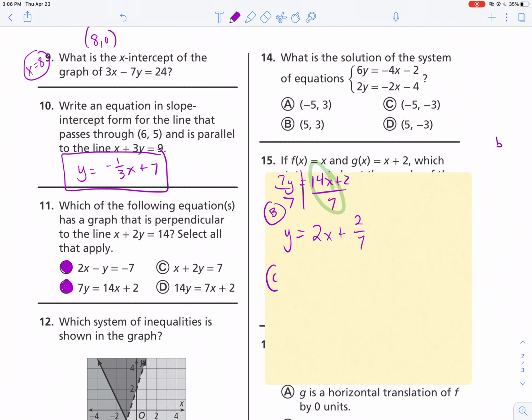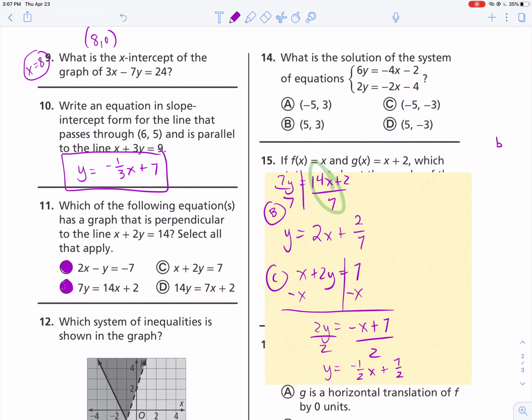For C, we have x plus 2y equals 7. Now some of you might be able to see it right away, but if I minus x, I get 2y equals negative x plus 7. If I divide that by 2, I'm going to get y equals negative 1/2 x plus 7 over 2, which does not give me a slope of 2.